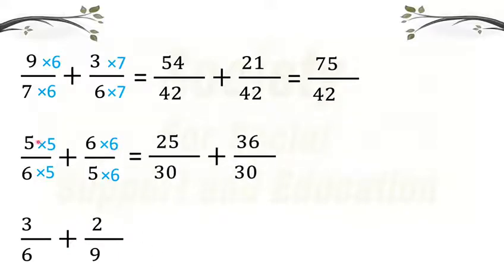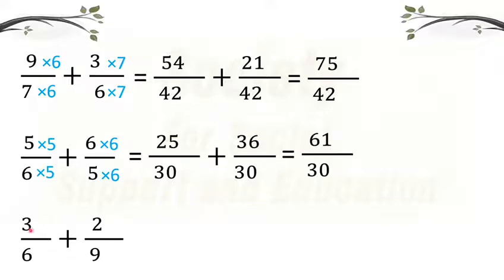Now, 5 times 5 equal to 25, 6 times 5 equal to 30, 6 times 6 equal to 36, 5 times 6 equal to 30. So the new fractions have the same denominator. I have only to add the numerators. 25 plus 36 equal to 61.